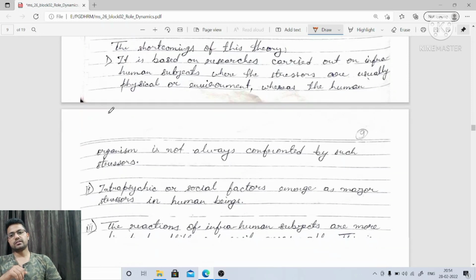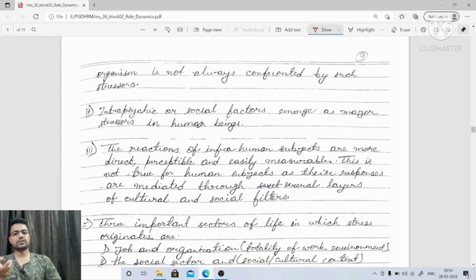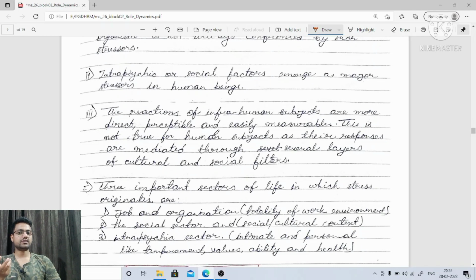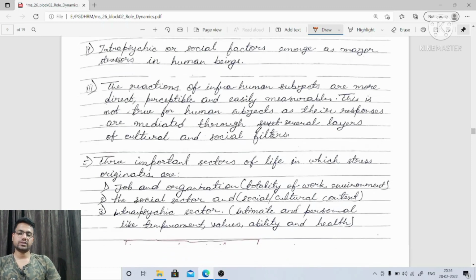Now, the second given: the intrapsychic or social factors emerge as major stressors in human beings. So, intrapsychic means social factors. I already told that humans feel stress due to social factors also. But this research was carried out on infrahuman subjects, means environmental factors. So, social factors were not considered in this case. So this one is a shortcoming.